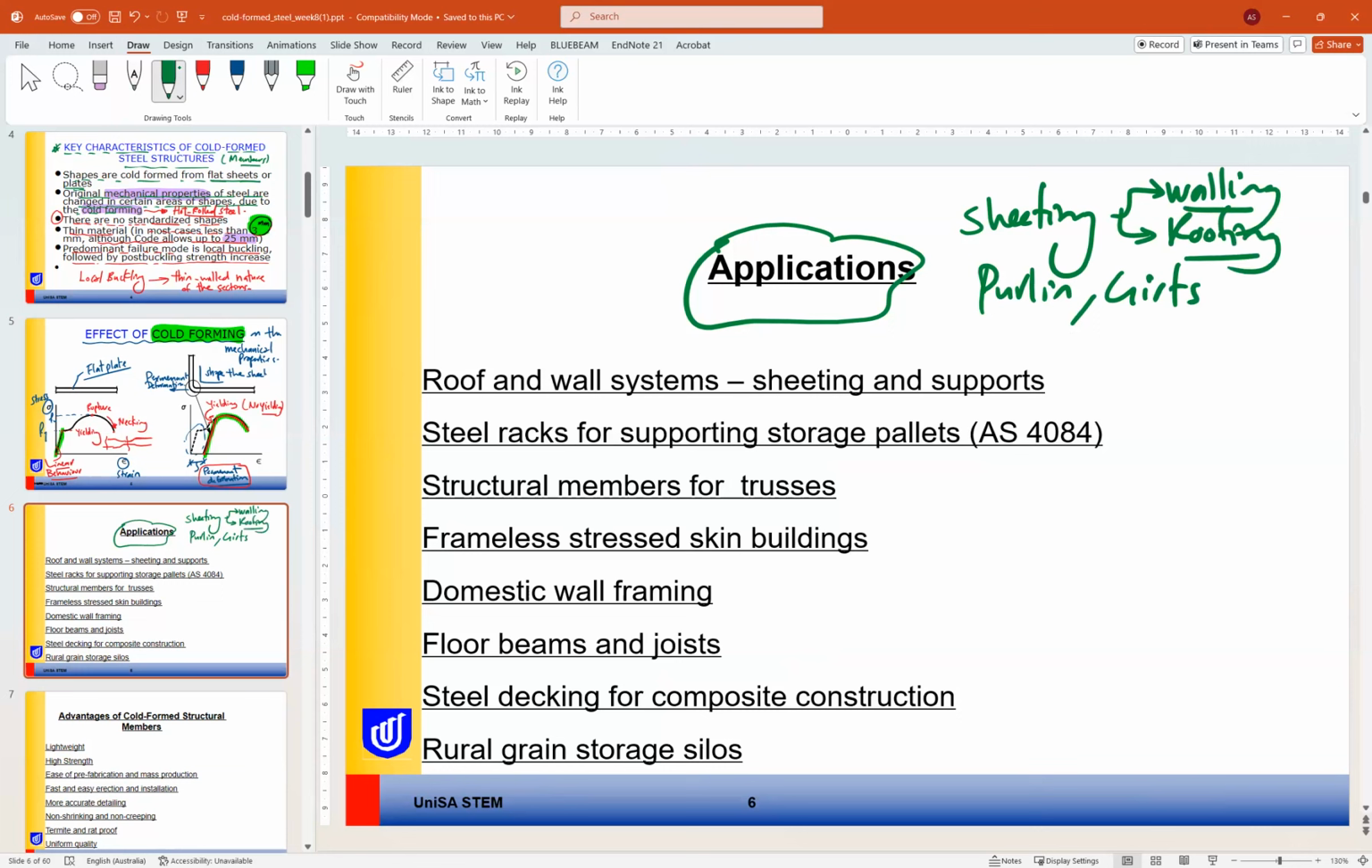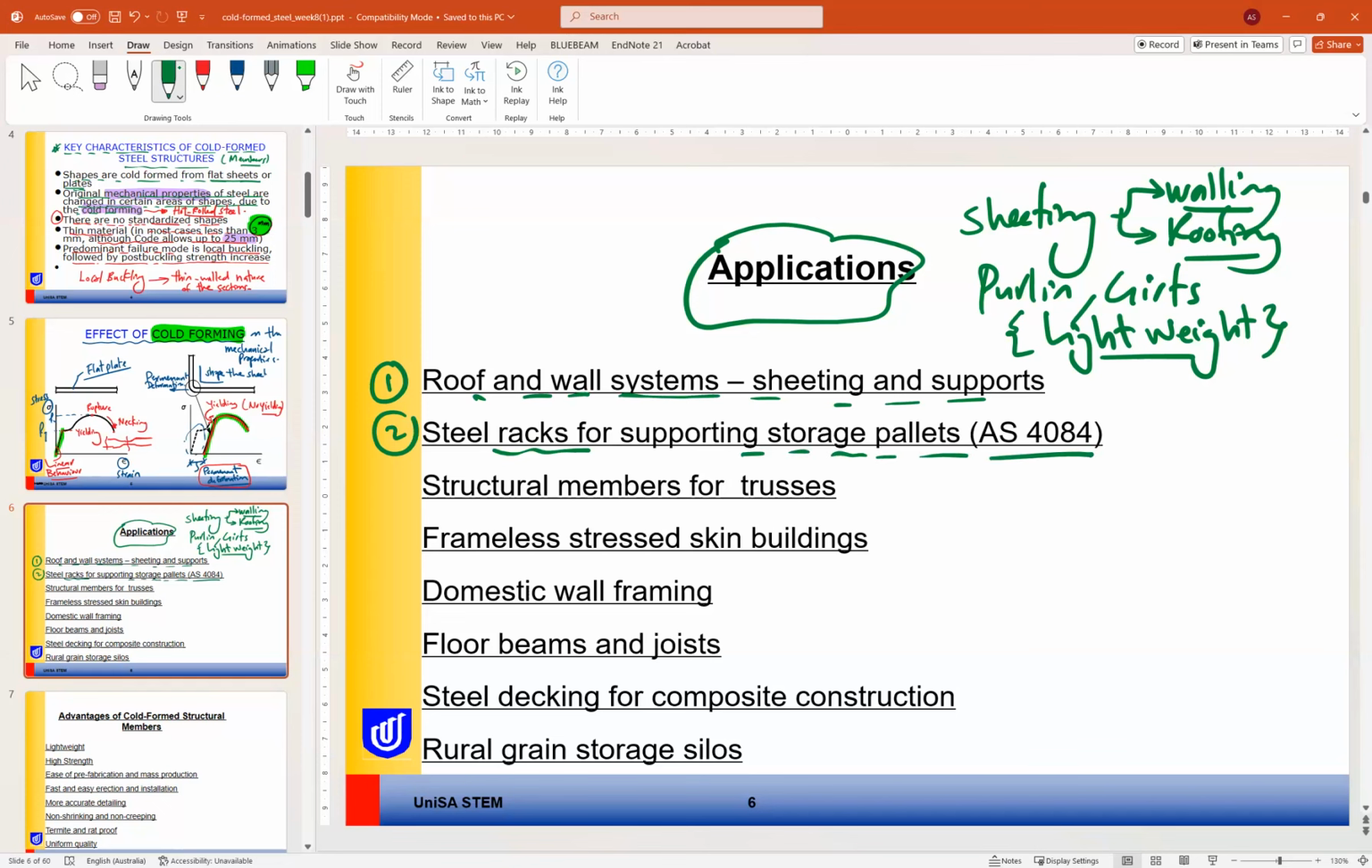So these are usually the most common use of the cold formed section because these sections are lightweight sections, so it will help us to reduce the dead load or the own weight or the self weight of the structure element. So the applications are roof and wall system, sheeting and supports, steel racks for supporting storage pallets according to standard 4084. Also, the cold formed steel can be used for structure members for trusses.